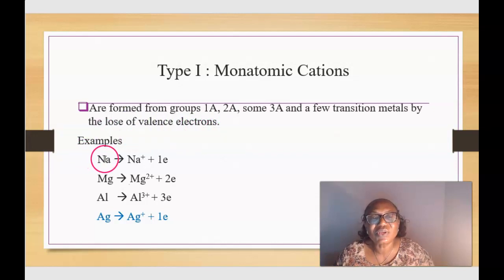Examples: we have sodium metal. It forms a sodium cation by the loss of 1 electron. Magnesium is a group 2 metal. It forms magnesium cation by the loss of 2 electrons. Aluminum metal is a group 3 metal. It forms aluminum cation by the loss of 3 electrons. Silver is a transition metal. It forms a cation by the loss of 1 electron.